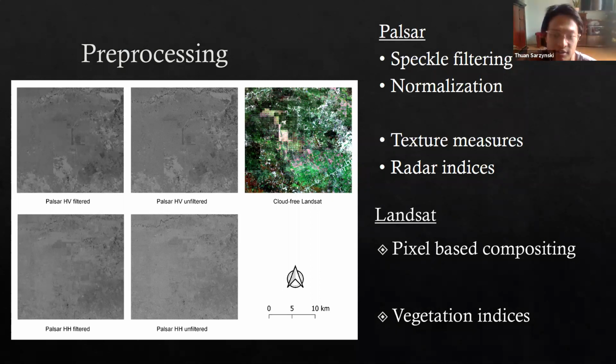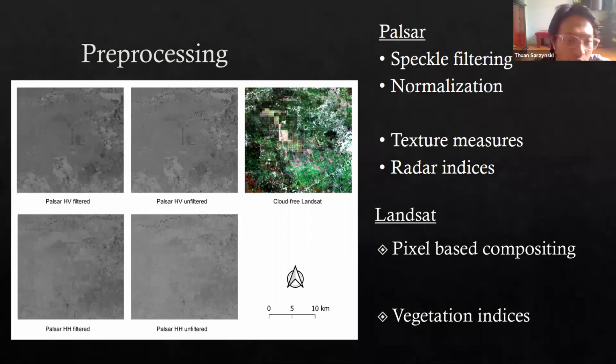And for the Landsat, we did a compositing, a pixel-based compositing. So we chose the best pixel for the year 2015 on all this area, on the area of those 3 provinces. And for the radar imageries, we use the PALSAR imageries provided by the Japanese government. And we did a speckle filtering and a normalization of the data.